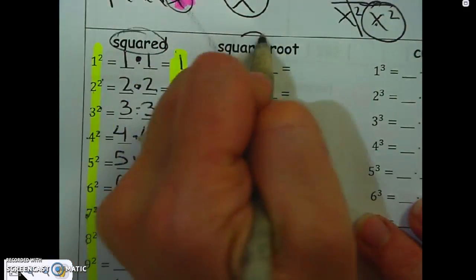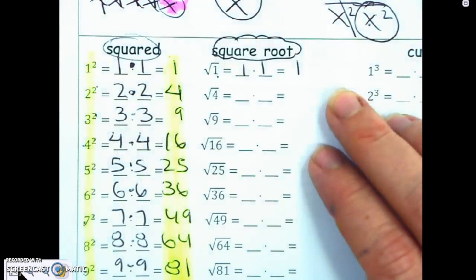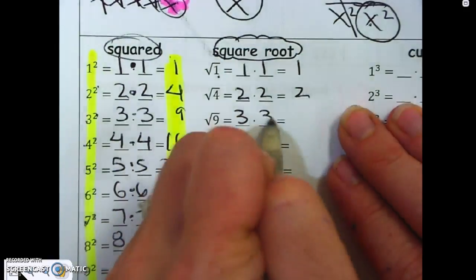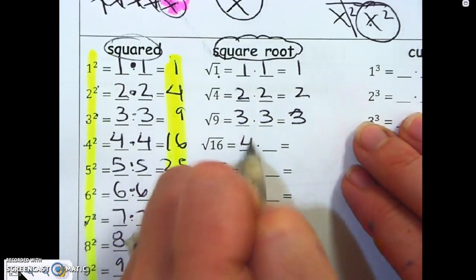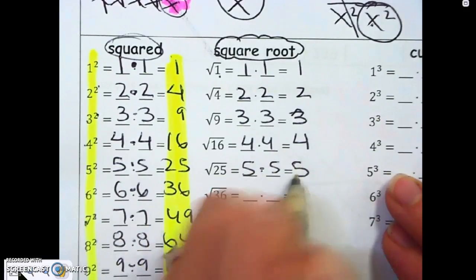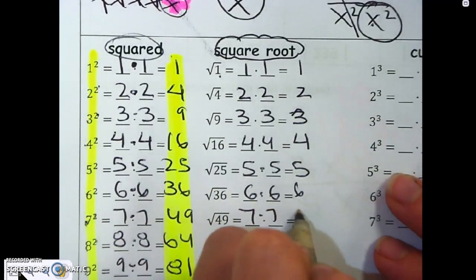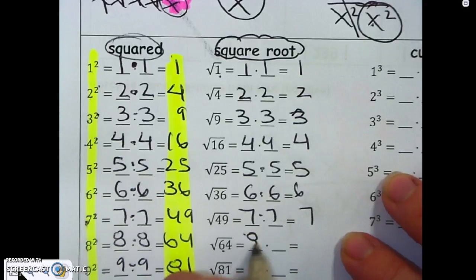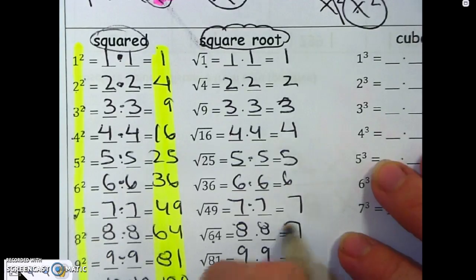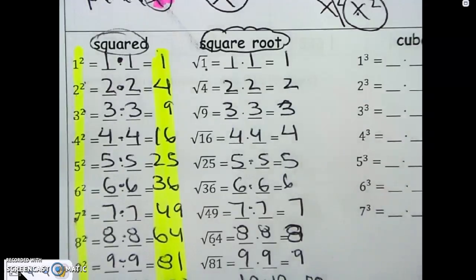Now this one, you have to go backwards. So you have to think what times what gives you 1. What times what gives you 4. What times what gives you 9. What times what gives you 16. What times what gives you 25. What times what gives you 36. What times what gives you 49. What times what gives you 64? What times what, oops, that's an 8, gives you 81? And what times what gives you 100?